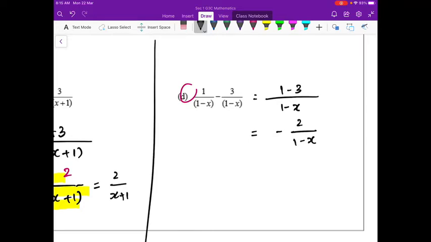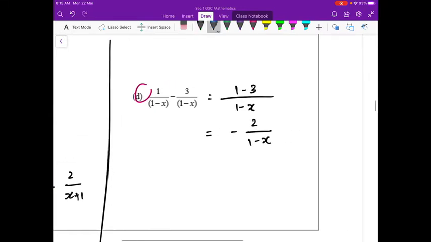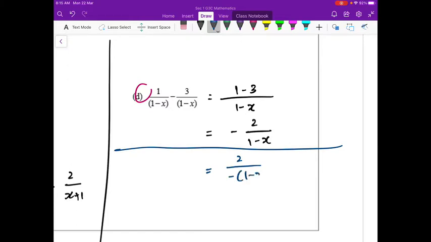Or how about we consider putting the negative sign in the denominator instead? Would it still be correct? It will be, right? Okay, I'll just do it over here. So this is the same as 2 over negative 1 minus x. You probably can see now, we have 2 over x minus 1. Is this simpler?